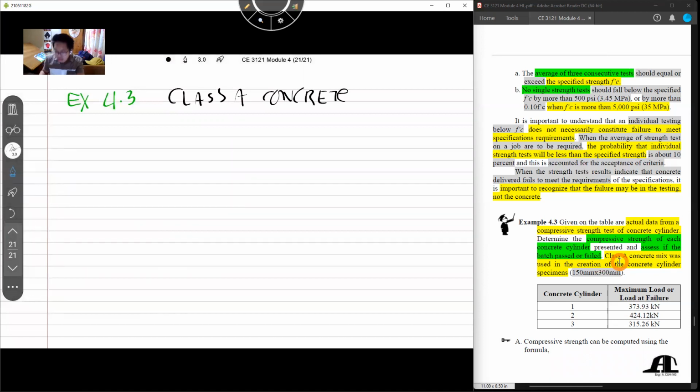Okay. Class A concrete, tapos concrete cylinder daw tayo, class. So, kung titignan nyo, class, meron tayong 150 mm by 300 mm cylinders. So, ito yung specimen natin. Okay. Ano pa yung given, class? So, yun na lang naman.